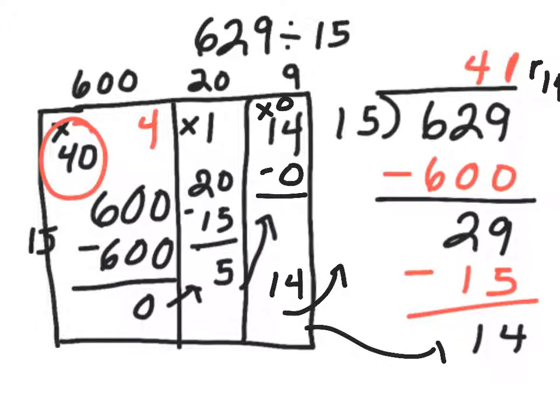Remainder of 14. And that's solving with an area model of large digits, of 1-digit divisors and 2-digit divisors.